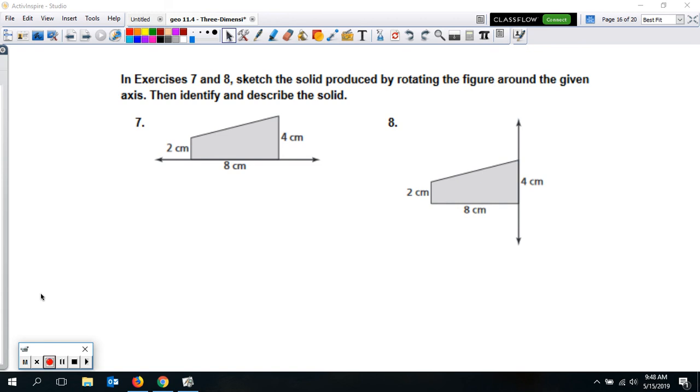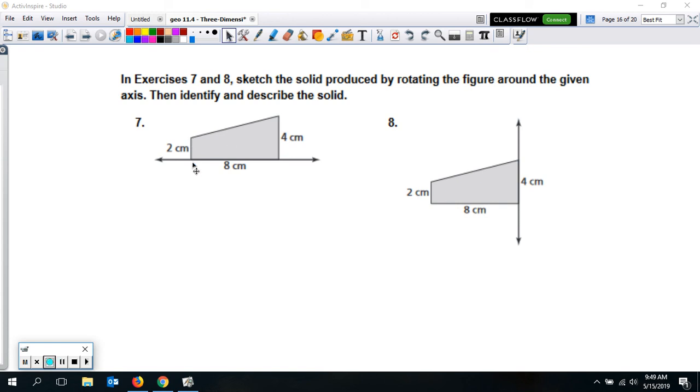So 7 and 8, they look almost the same. They are the exact same shape. Sketch the solid produced by rotating the figure around the given axis. So one has an axis going this direction, so we're spinning it this way, and the other one is going to be spinning it this way. So this was more like an x-axis, one spinning over the x-axis, this one's spinning over the y-axis. So if we were to spin this, try to figure out what you would draw here.